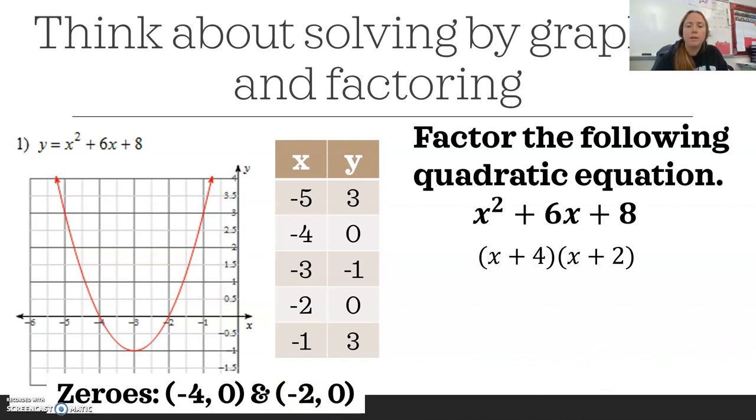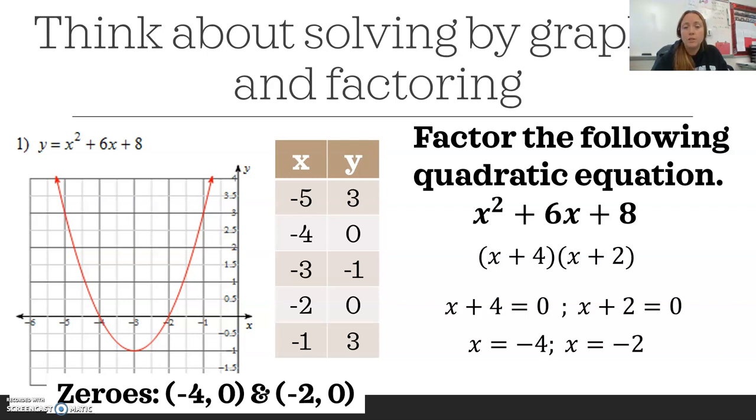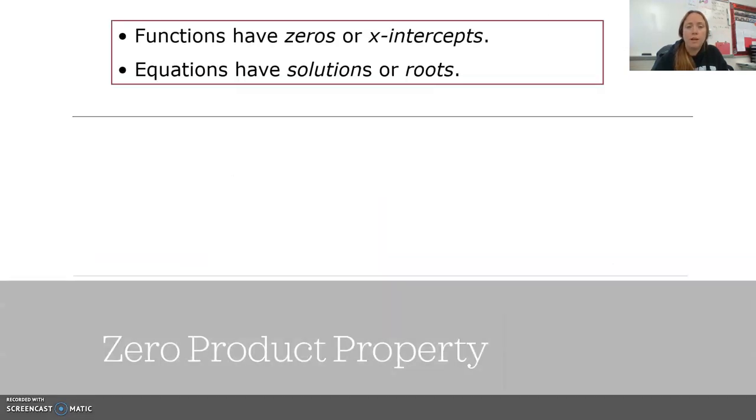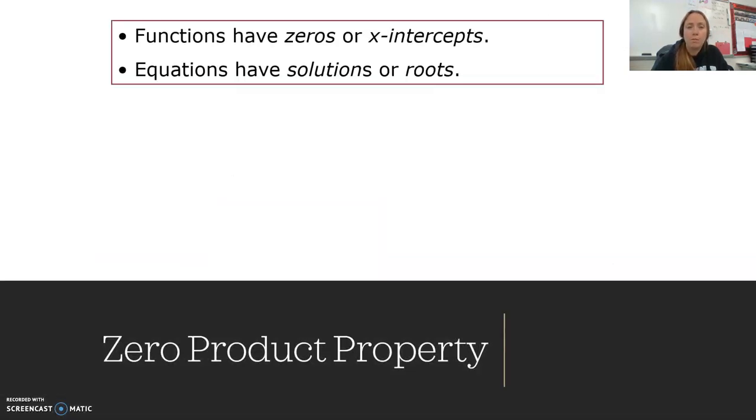What I'm going to end up doing is taking the x plus 4, setting it equal to 0, and the x plus 2 and setting that also equal to 0 and solving. So when I subtract 4 from both sides, or subtract 2, I get the two values of -4 and -2. And those answers are matching the graph. And they should, because we're just solving in a different way. The reason we're allowed to do that is something called the zero product property.